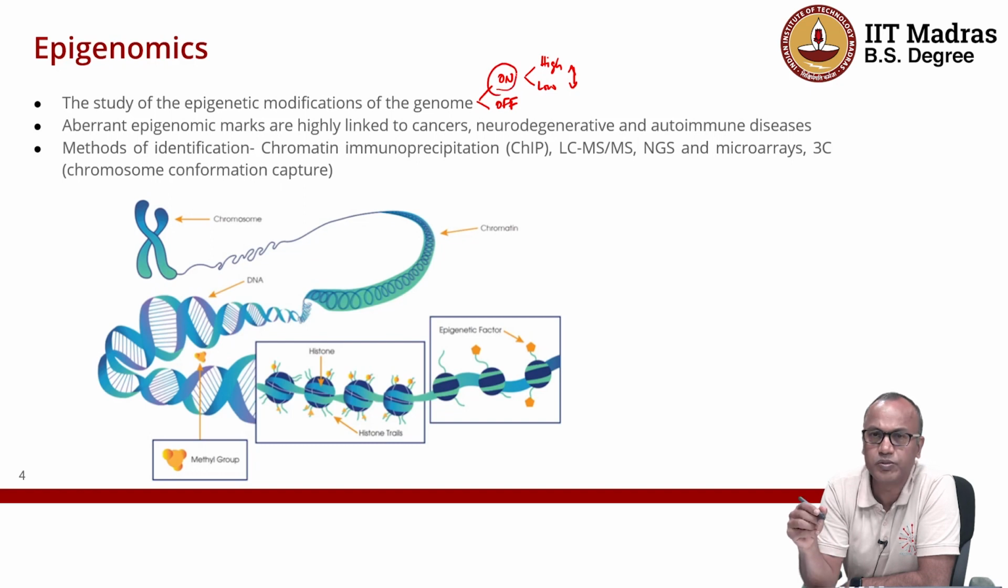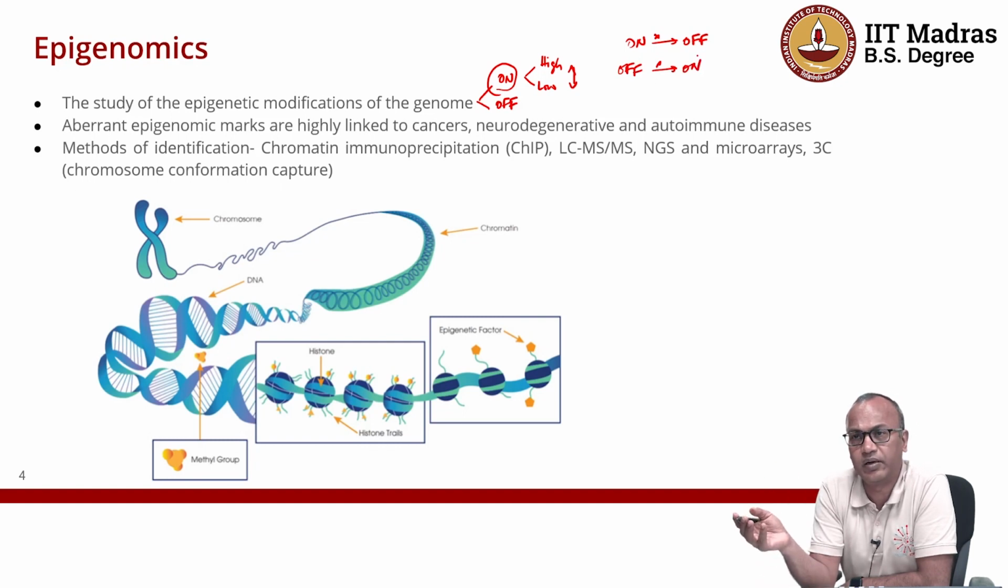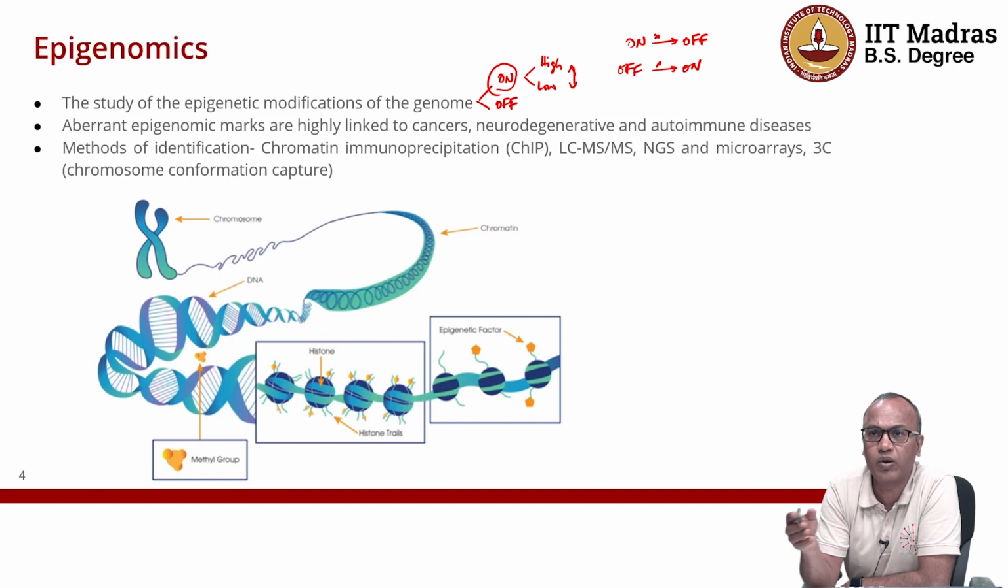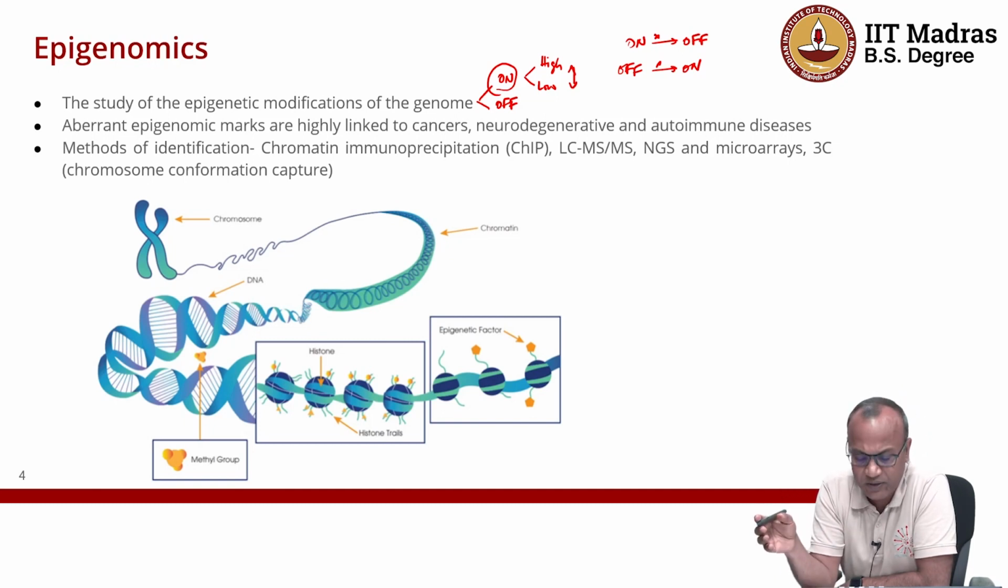If something was switched on, now the modification happens and now it's off, which could be detrimental. Or if something was supposed to be off, now because of the mutation it is on, that can also be detrimental. So this is the outcome of aberrant epigenomic or epigenetic modifications.